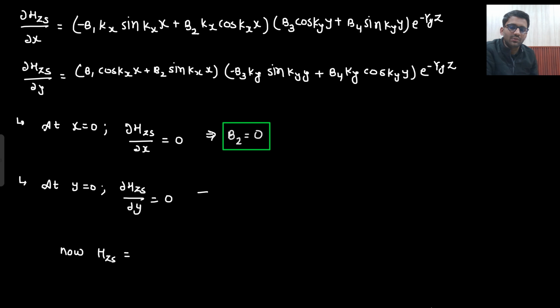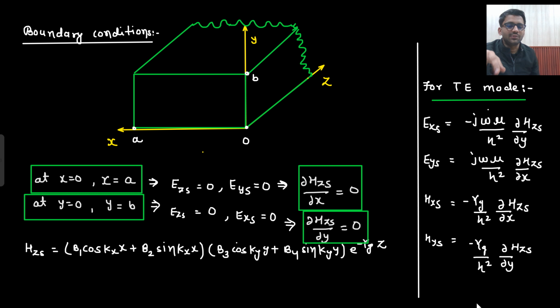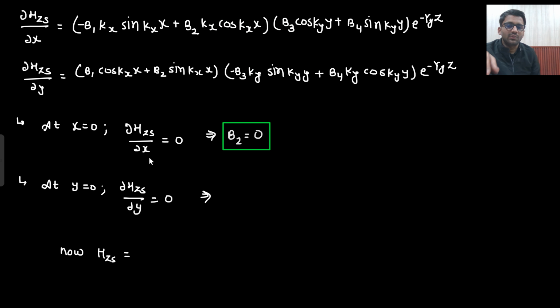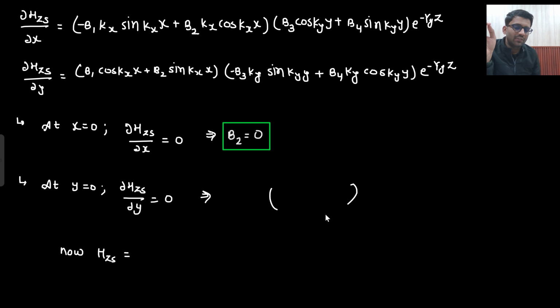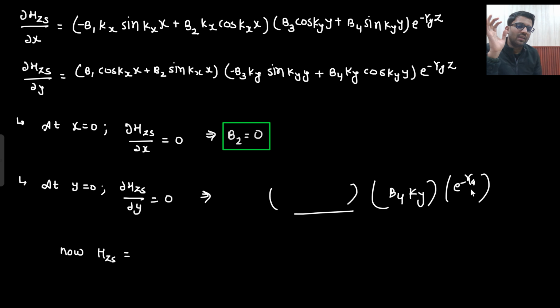Now at y equals 0, del HZ divided by del y is equal to 0. So now if I put y equals 0, I need to put this equal to 0. Here the x expression will be there as it is. If you put y equals 0 here, sin 0 is 0, so this term will be gone. What will be left? b4 ky will be left, and cos 0 is 1, and then e to the power minus gamma z.